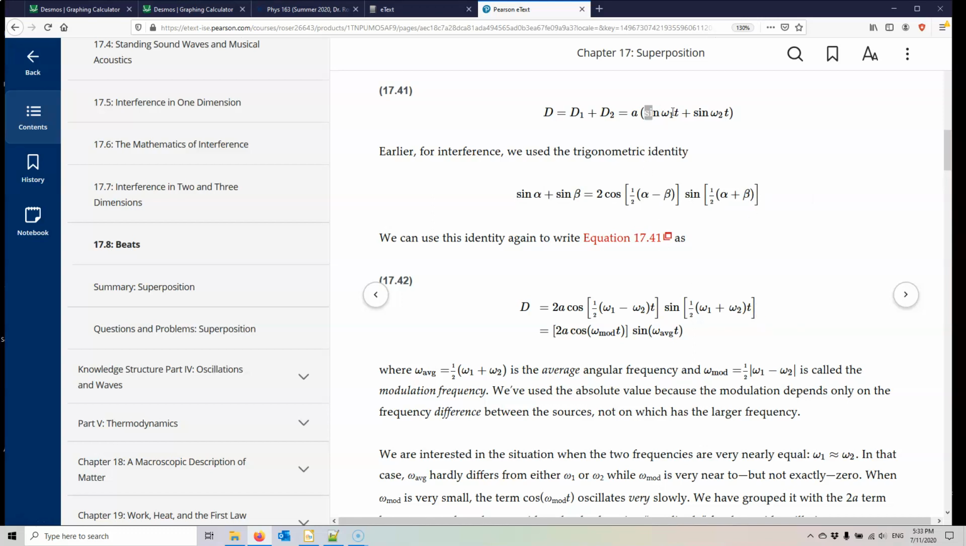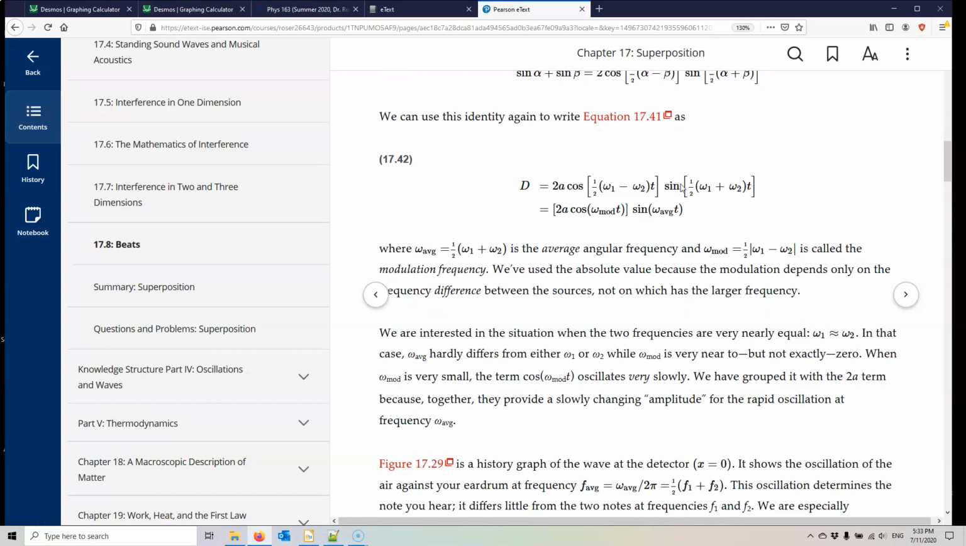So here we've got the sine of one, sine of another. Alpha is omega 1 t, beta is omega 2 t. We use this identity, and what you're going to get is this. Now I have d is twice the amplitude times a cosine function of time. It oscillates with an angular frequency that is half the difference of the original two angular frequencies.